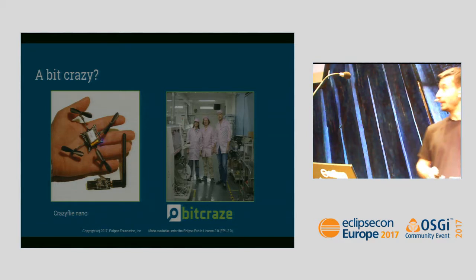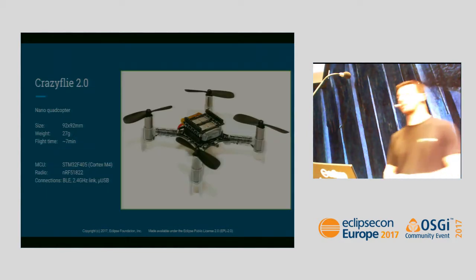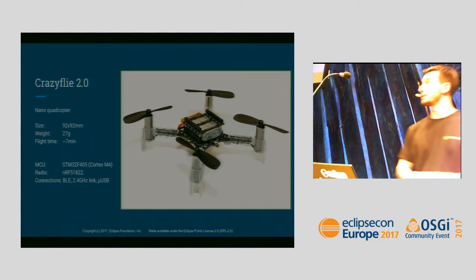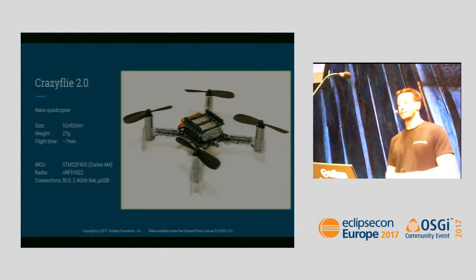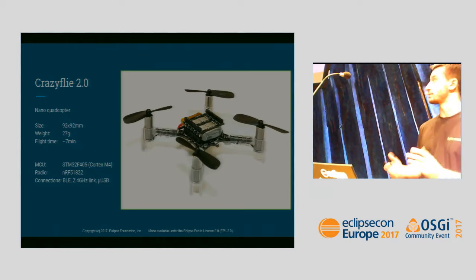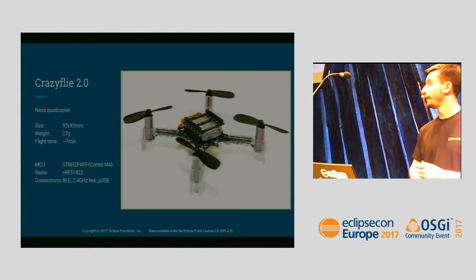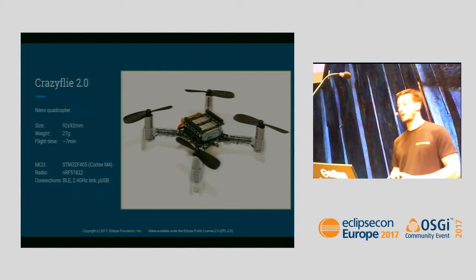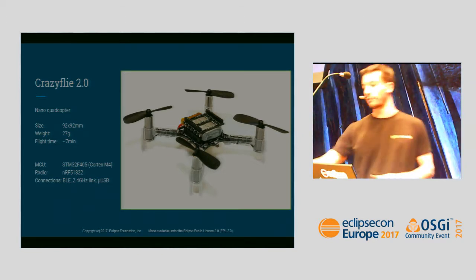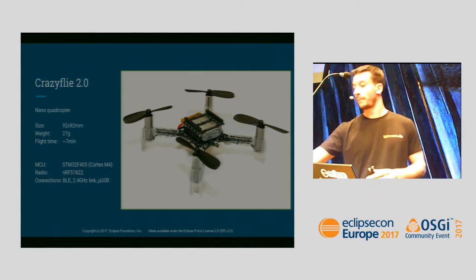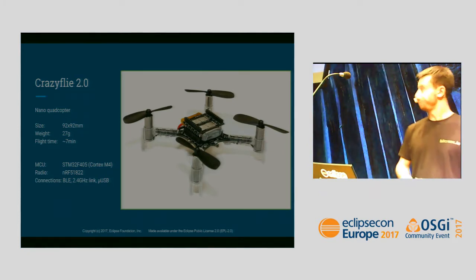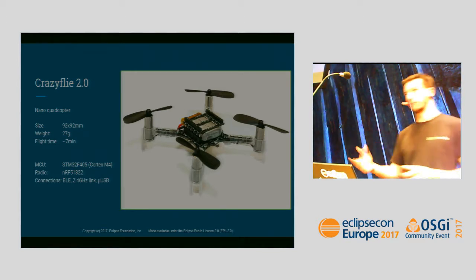So, fast forward to Christmas of 2014, Bitcraze introduced its 2nd generation of the little quadcopter called Crazyflie 2.0, and it's almost the same size, roughly 92 millimeters from motor to motor. It weighs about 27 grams, and it still fits in the palm of your hand. Flight time is around 7 minutes, depending on how much stuff you put on it.